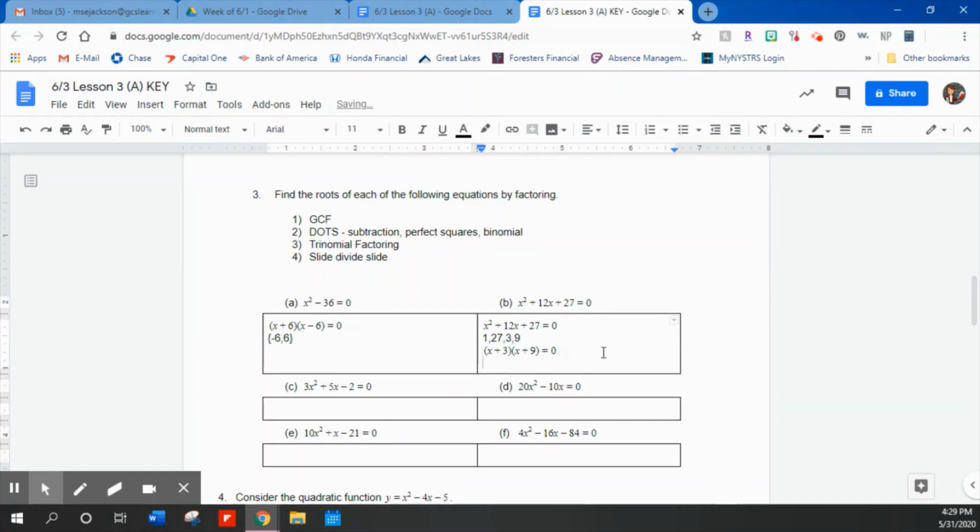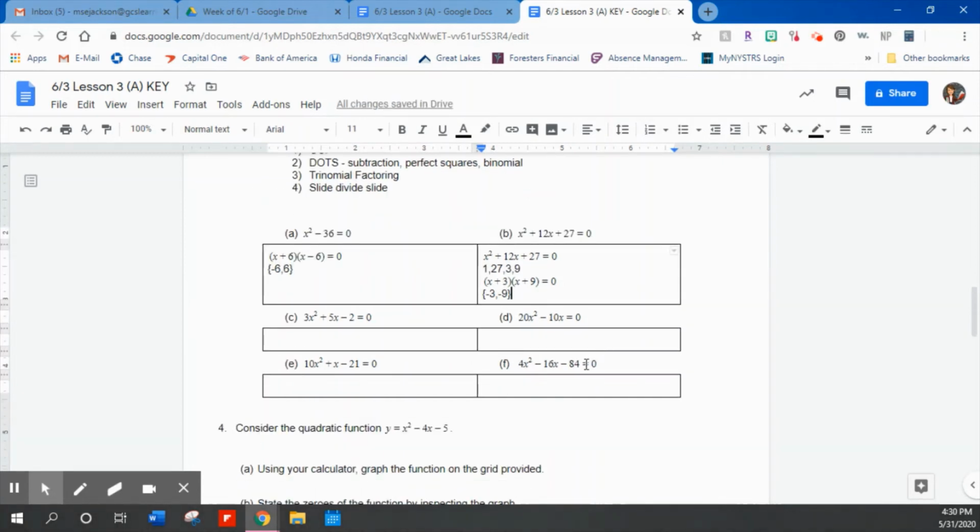And we have to solve it, make that t-chart. We should get -3 and -9 as our solution set. All right, let's do one more together.